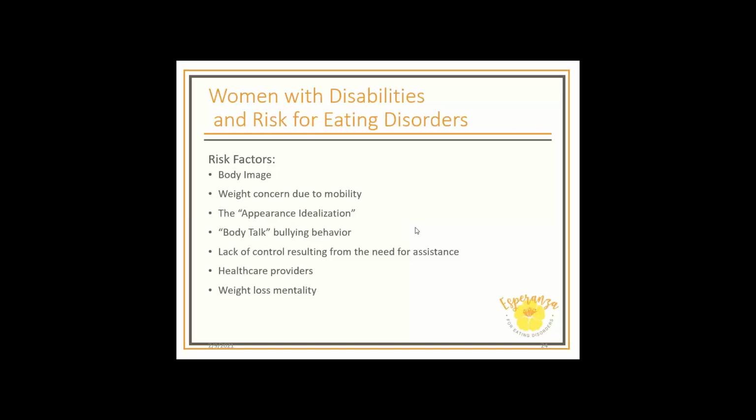Often people who have a disability, whether they are hearing impaired or vision impaired, are bullied about their bodies. And we know the effect of that. That creates shame and disordered eating in many cases.